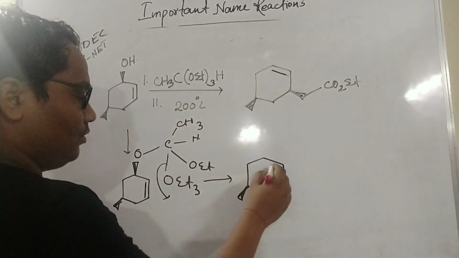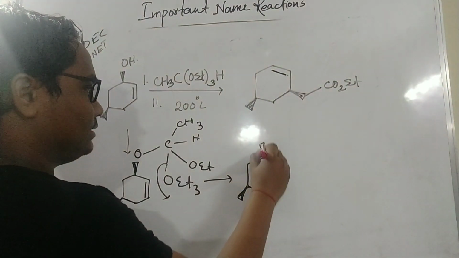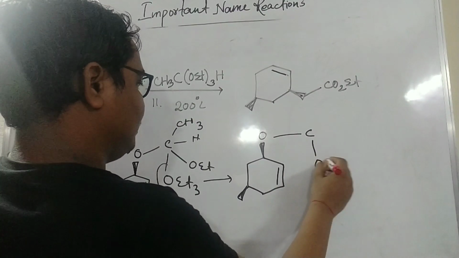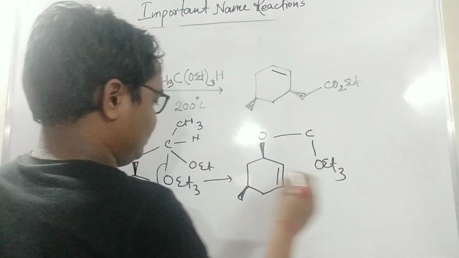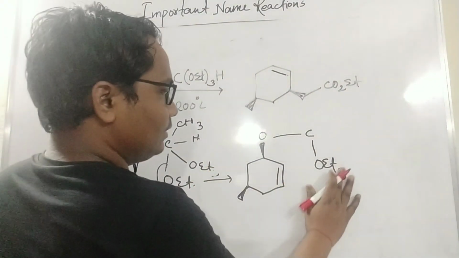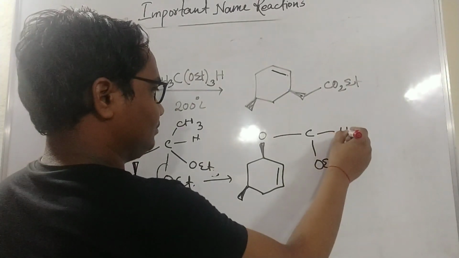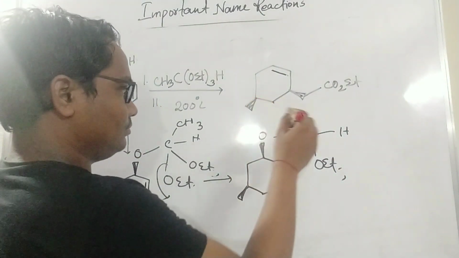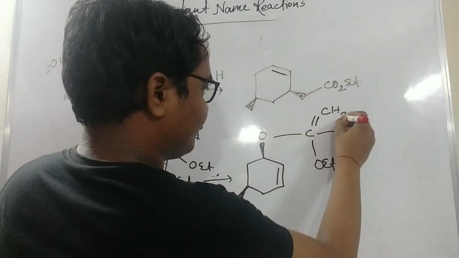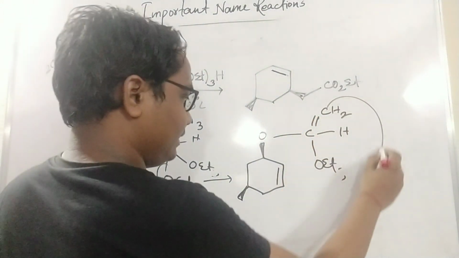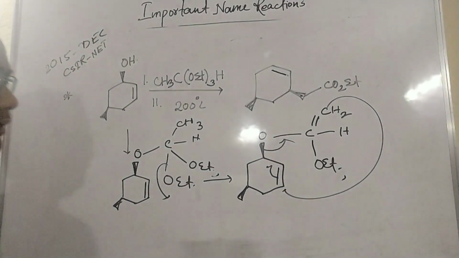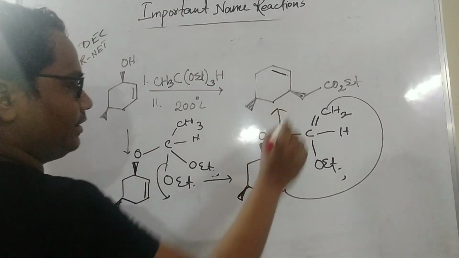So this will form, and this double bond is there, this carbon-oxygen is there, then this C, then OEt, then OEt is there, CH2, then this CH2 will attack there, that will come and that will go there, okay. So this is the final product.